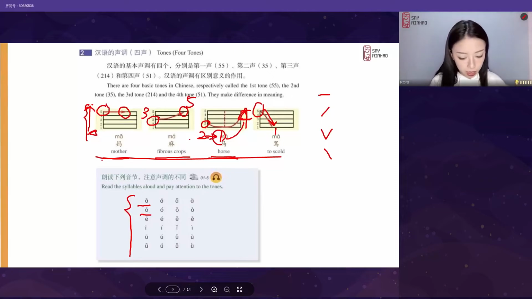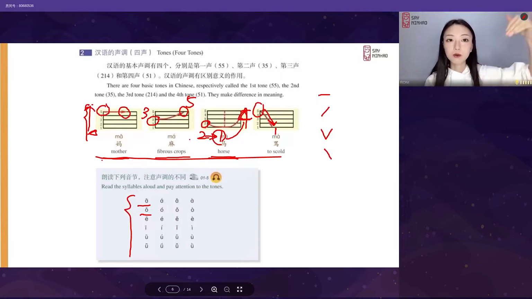Next one is U. Okay, U. Try to read it. First tone, U. Level and flat, U. Second tone, U. Rise up, U. And third tone, and fourth tone.